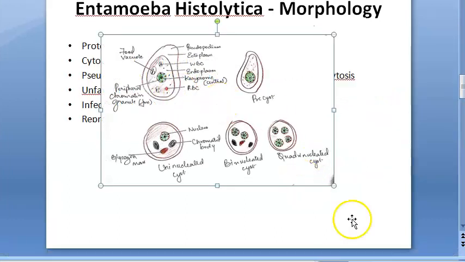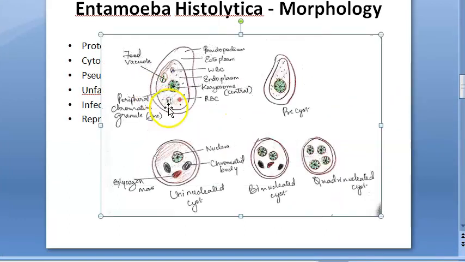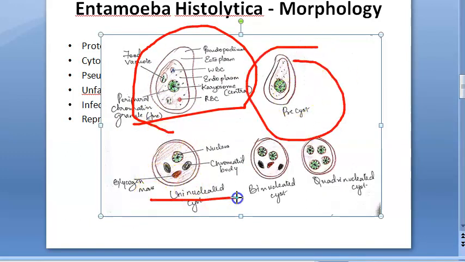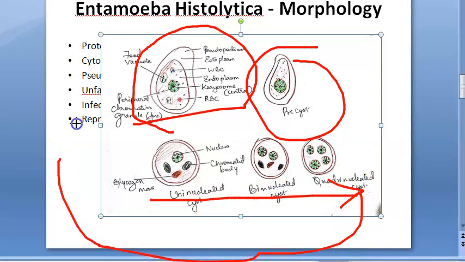You have to draw this diagram and you have to explain that this is the trophozoite. This is the pre-cyst. And then these three are the cysts. You have the uninucleate cyst, binucleate cyst and quadrinucleate cyst. This quadrinucleate cyst again can become the trophozoite. In the life cycle you will see all that. Hold on, we'll show you.